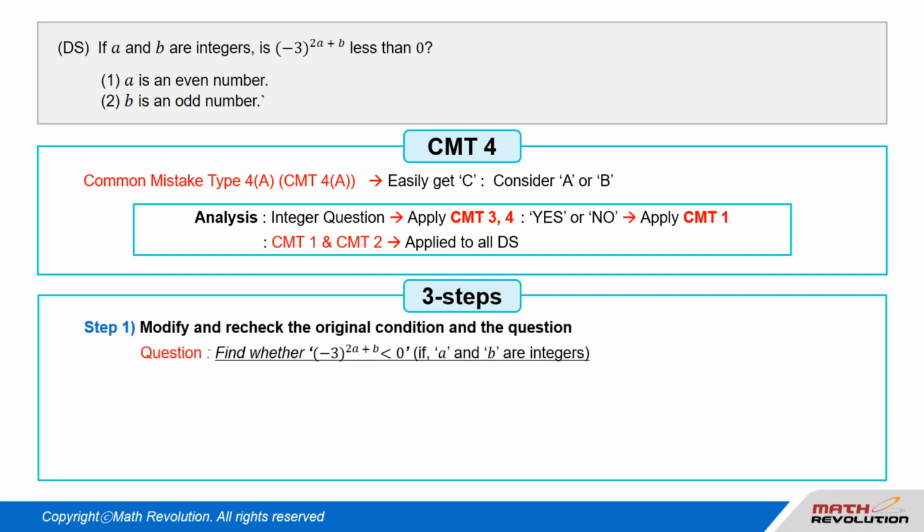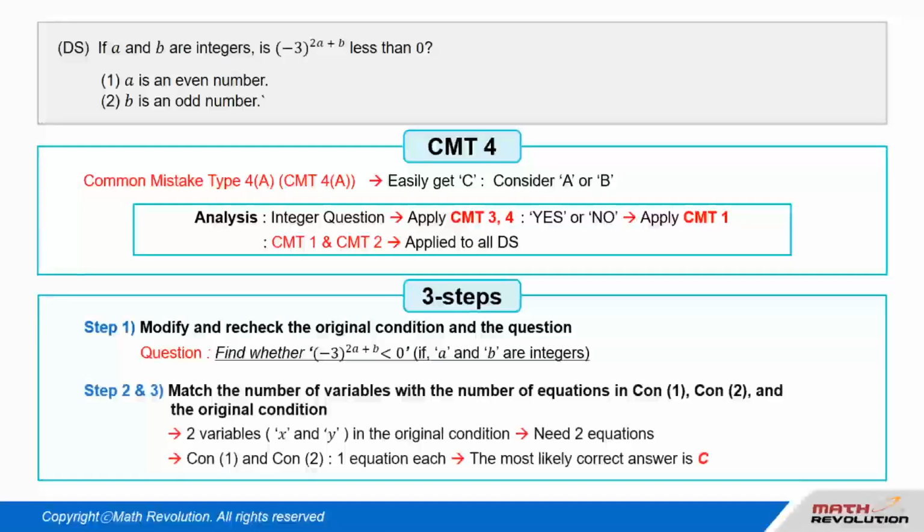Follow the first step of the variable approach by modifying and rechecking the original condition and the question. Modification is always the first step. We have to find out whether (-3)^(2a+b) is less than 0 if a and b are integers. Follow the second and third steps.